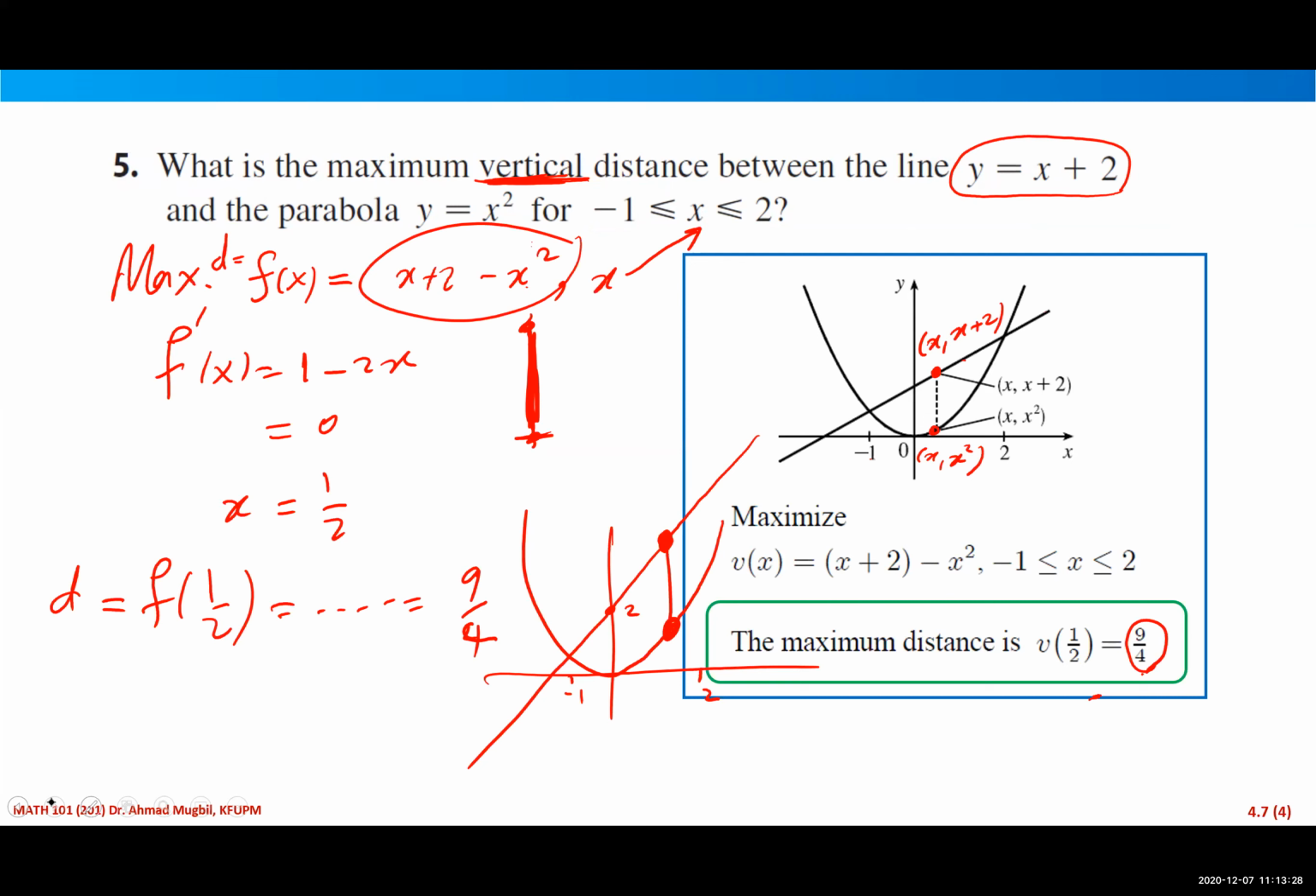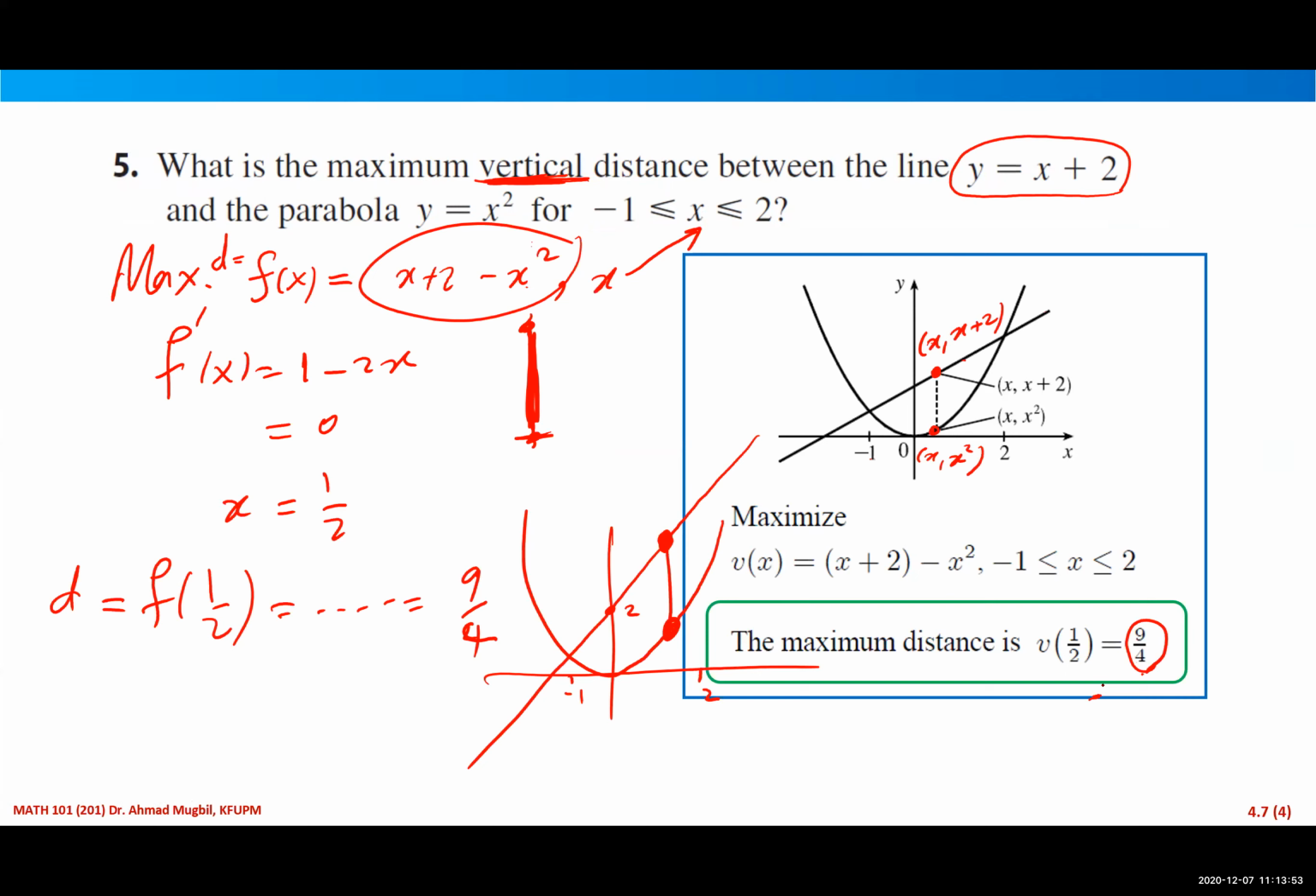Substituting in the first line equation, I think. In the function, of course. We are talking about the distance, which is x plus 2 minus x squared. Put a half here. Instead of x, put a half, and you will obtain 9/4. Okay.